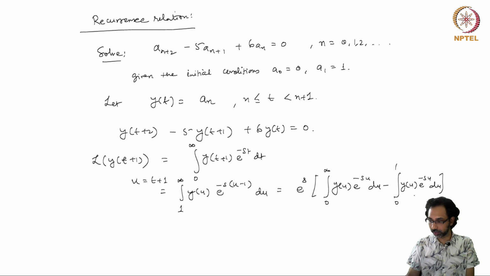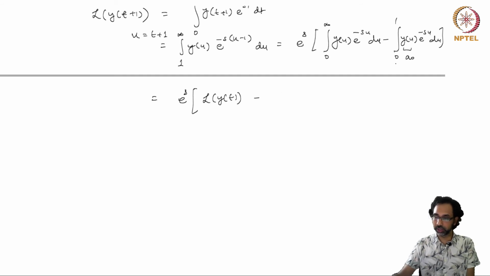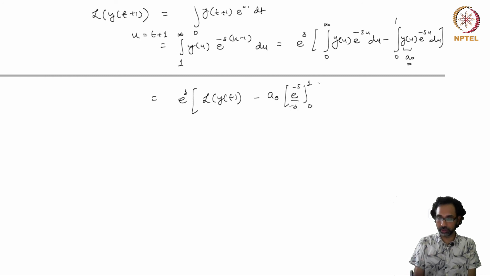du. On the other hand, this gives us e to the power s, the Laplace transform of y(t), minus, this is simply a_0 because u is between 0 and 1, so this is simply a_0 times the integral of e to the power minus su, which is e to the power minus s over minus s from 0 to 1. So this is e to the power s times Y(s) minus a_0 times (1 minus e to the power minus s) over s.